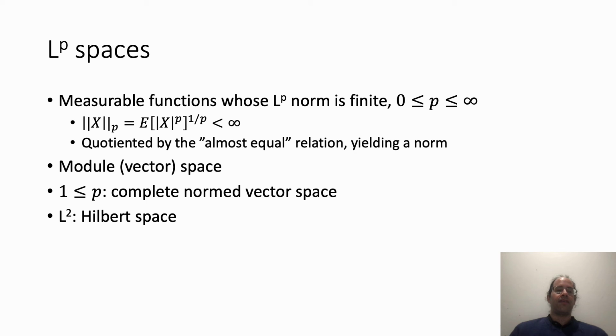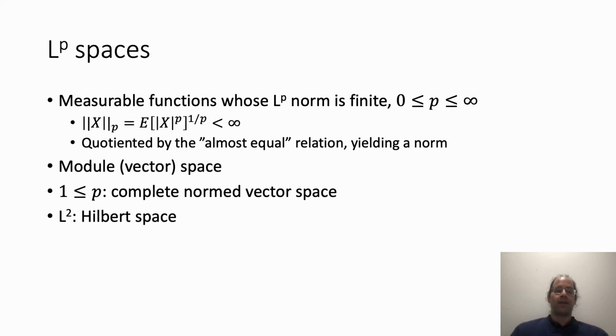On top of this, we can then define LP spaces. An LP space is the space of measurable functions whose LP norm is finite. So the LP norm is where you take the absolute value of a function, raise it to the pth power, and then take its expectation. You then take the pth root. But the point is, if that expectation is finite, then that function is in the LP class for that p.